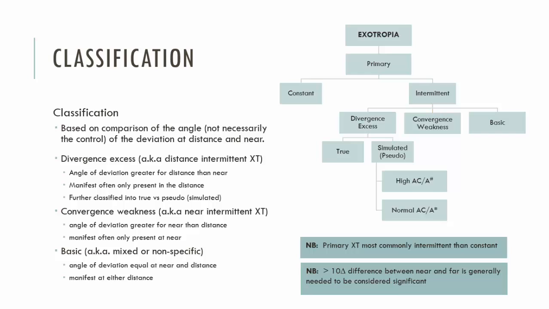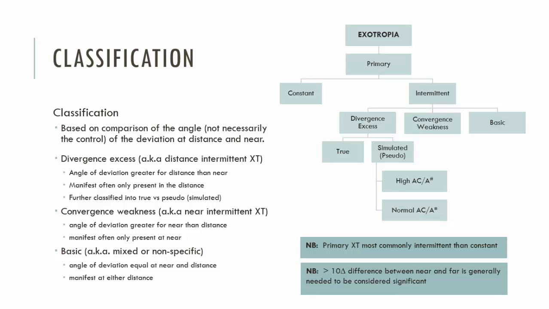Okay, moving on to classification, I have here again the part of the table that relates to patients with a primary exotropia, where we have an intermittent deviation, and we can classify the patient as either having a divergence excess, convergence weakness, or basic intermittent exotropia. Again, the terms relate to the deviation and the comparison between the deviation near and far. For divergence excess, the deviation is greatest at far and the patient is aligned at near. For convergence weakness, the deviation is greatest at near and the patient is aligned in the distance. And for basic, the angle of deviation is relatively equal between near and far.